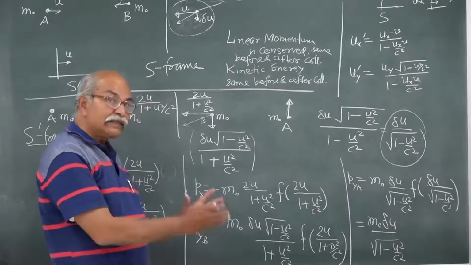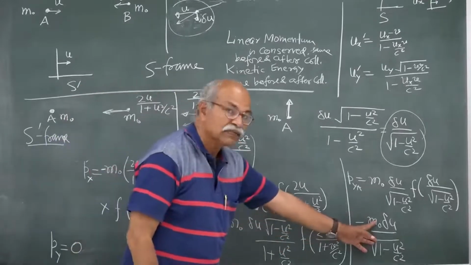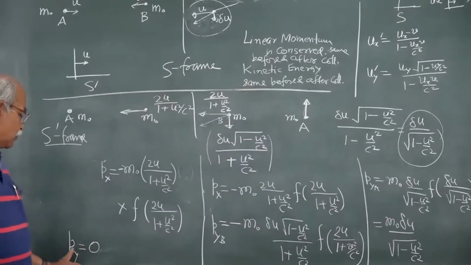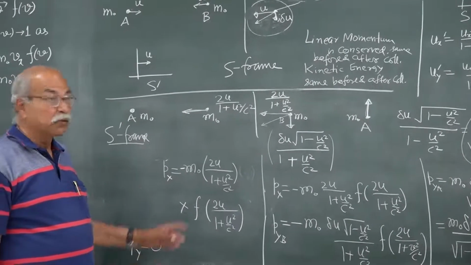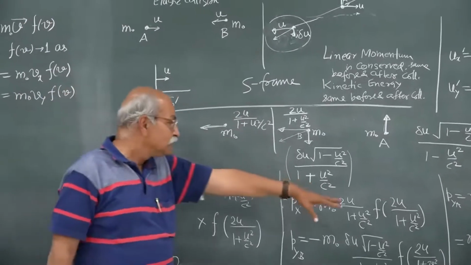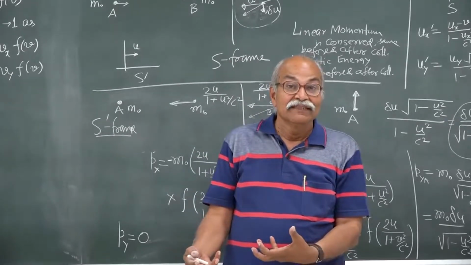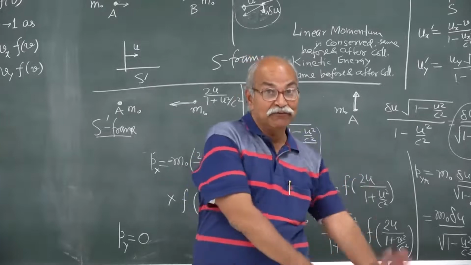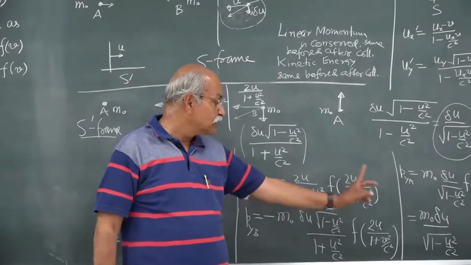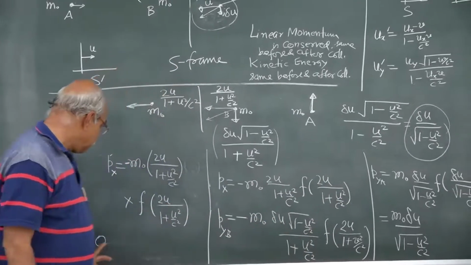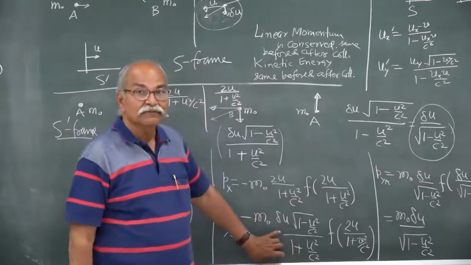So the total linear momentum in the y direction will be this plus this, and that should be equal to 0, because before the collision the linear momentum is 0. And we have put this function f of v etc., so that with the new definition of linear momentum, the momentum should be conserved, should be the same before the collision and after the collision. So to find the functional form, I can always say that this Py is 0, so this plus this should be 0.